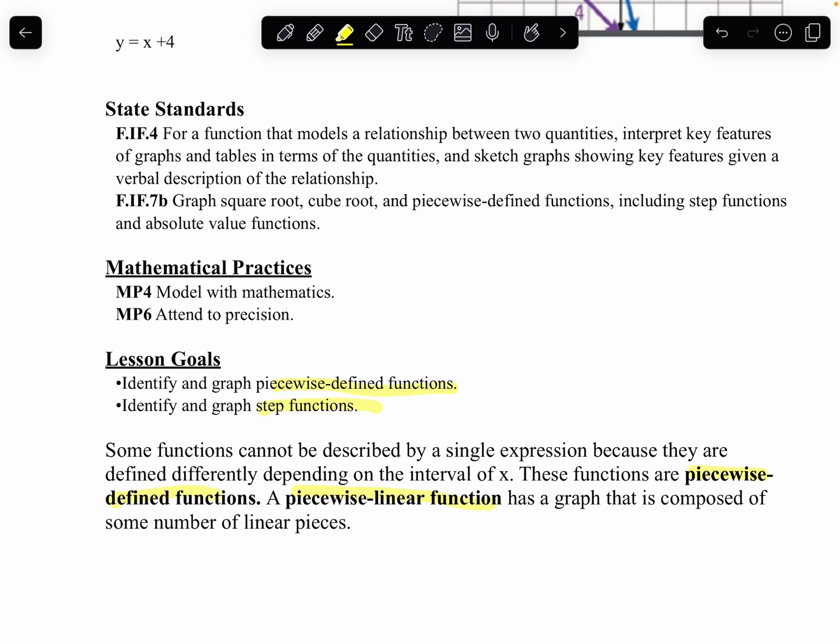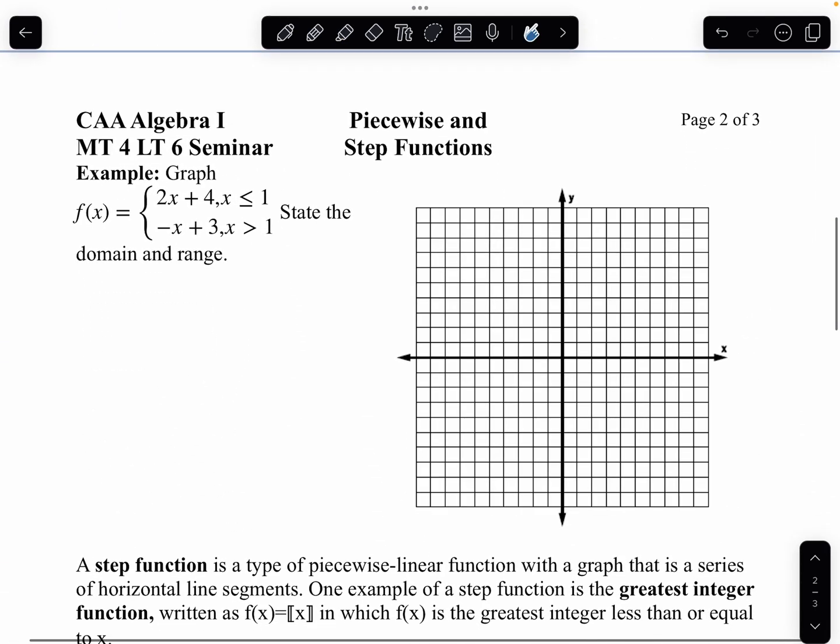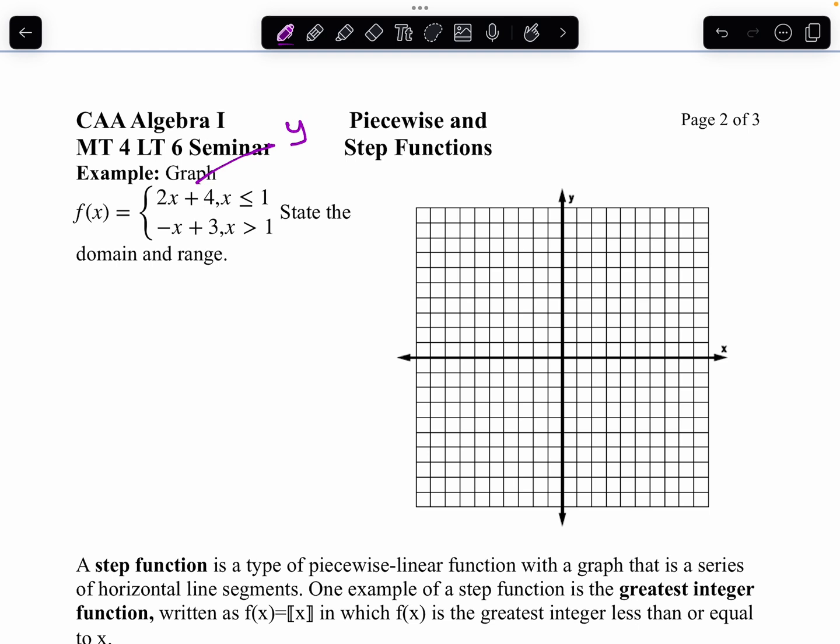And let's take a look at a problem here. And I've got to get to the next page, sorry. Okay, so I've got two equations on the same graph. And it all depends on what side of one you're on. Notice, first off, when it's written like this, f of x, this is your y, and then your x's come second. It's kind of backwards from what we see. So this is my domain, and my range are going to be my y's. Everything depends on where you're at in comparison to 1.